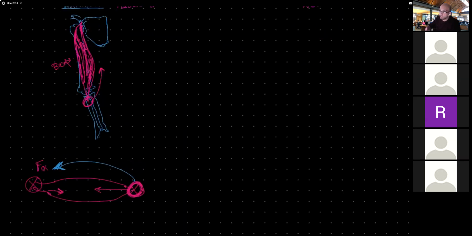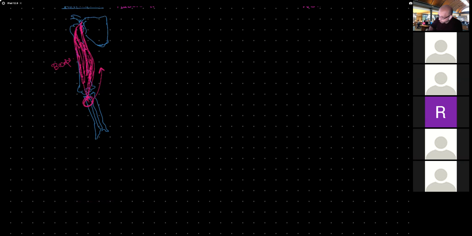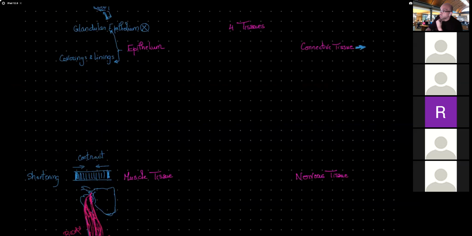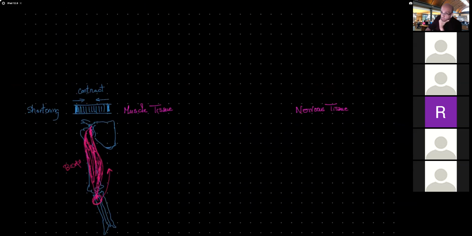All right, so again, what is so special about the muscle cells? What's so special about the muscle cells is that they are able to perform a contraction. And what's a muscle contraction again? Can you remind me? I forgot. What's a muscle contraction? It's shortening in the length of the muscle. All right, so this is my third type of tissue.